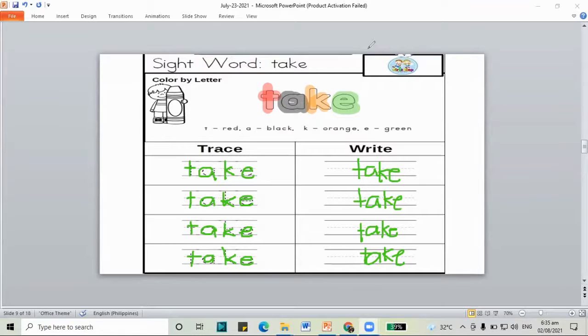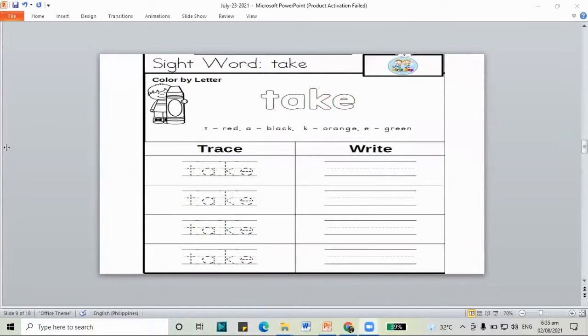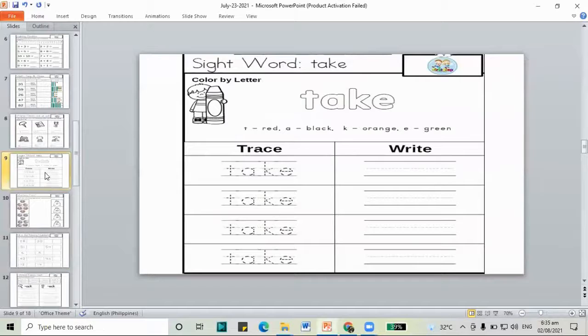If you're done, let's move to the next work. If not yet, please pause the video. Finish your work. Are you done? Let's go back to our next page. Let's go to the work.